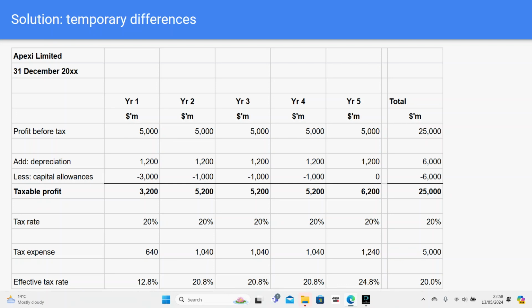So if we're going to do deferred tax in this case, we would have completely ignored the impact of depreciation and capital allowances. And if we had done that, we would have had a tax expense of 1 billion dollars year on year. And that's what would have happened if we're doing deferred taxes. And that's what is expected to happen. You have to do deferred taxes anyway.